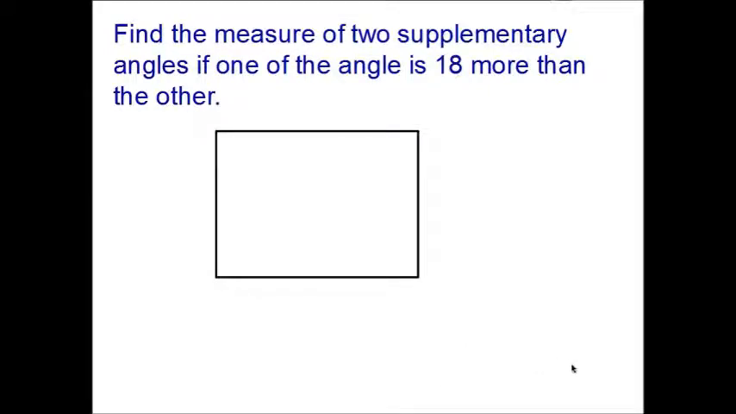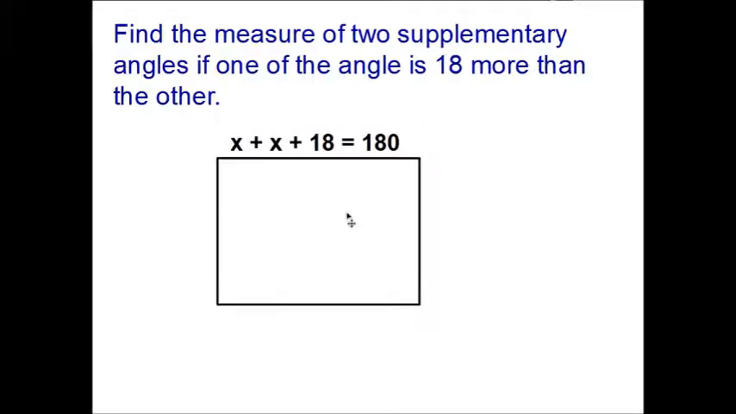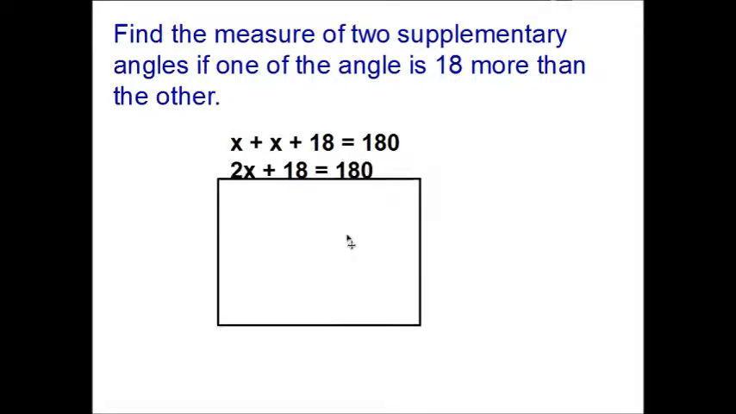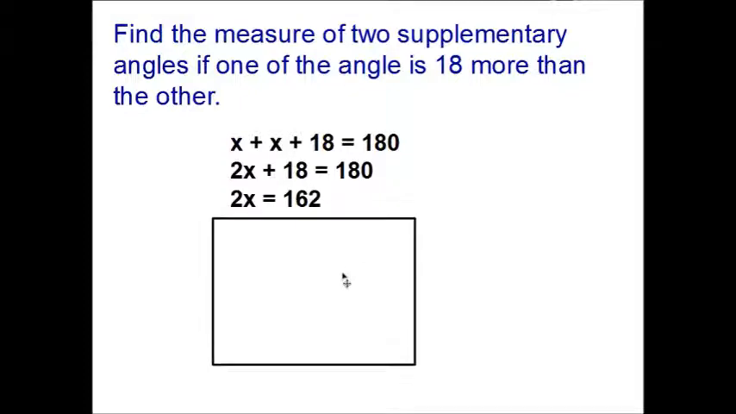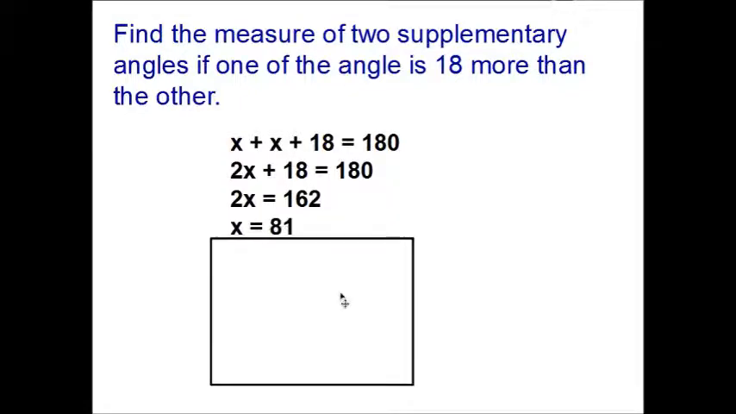Find the measure of two supplementary angles if one of the angles is 18 more than the other. Now, why don't you take a moment, press pause, set up your equation, and let's check it. So here we go. Our equation: x, which is our first angle, plus x plus 18, that's the angle that's 18 more, equals 180. Simplify it. 2x plus 18 equals 180, and start solving. Subtract 18 from both sides, and divide by 2.